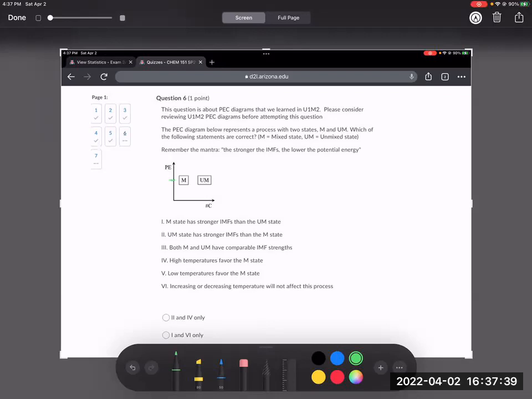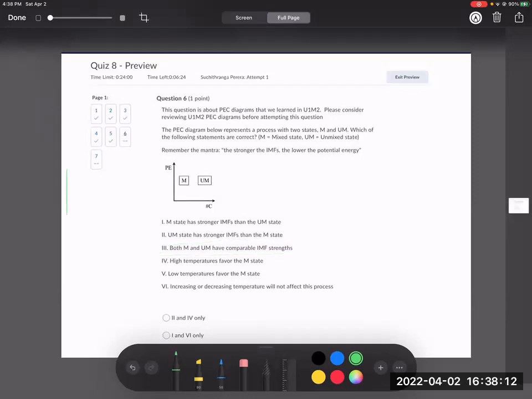Therefore none of them have stronger or weaker intermolecular forces. I mean, they have intermolecular forces, but they must be comparable to each other. Because if one of them has a lower potential energy, that means it has strong intermolecular forces, and vice versa. But in this case, they are at the same level. Therefore, intermolecular forces must be comparable. Therefore, option 3 is correct here.